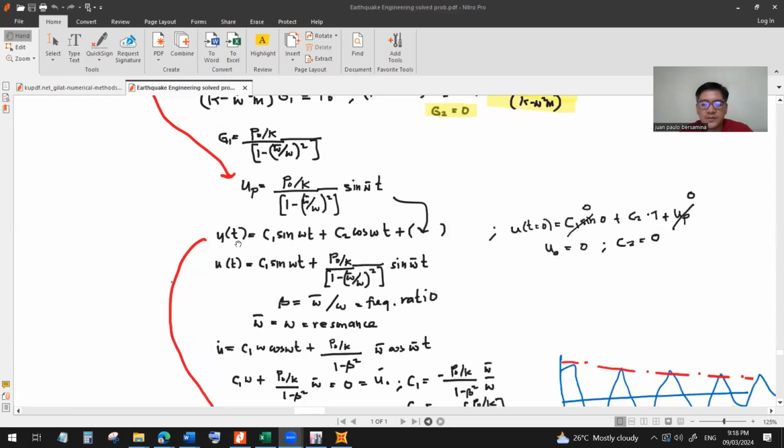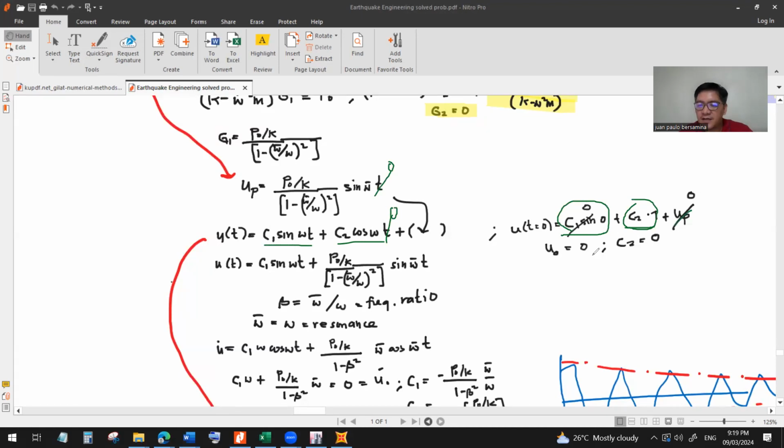Okay. So U of t is C1 sine omega t plus C2 cosine omega t plus this U sub p at rest. If you substitute at rest, C1 sine times 0 plus C2 cosine times 1 because remember, sine 0 is 0, cosine 0 is 1, so C2 times 1. Okay? Bakit naging 0 si U sub p? Well, nag-0 siya because if you substitute 0 here, magiging sine 0, which makes this term 0.